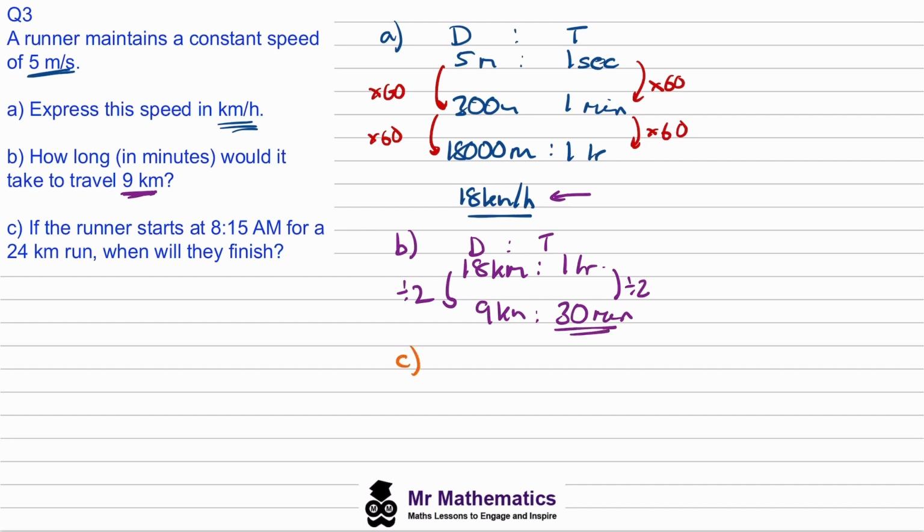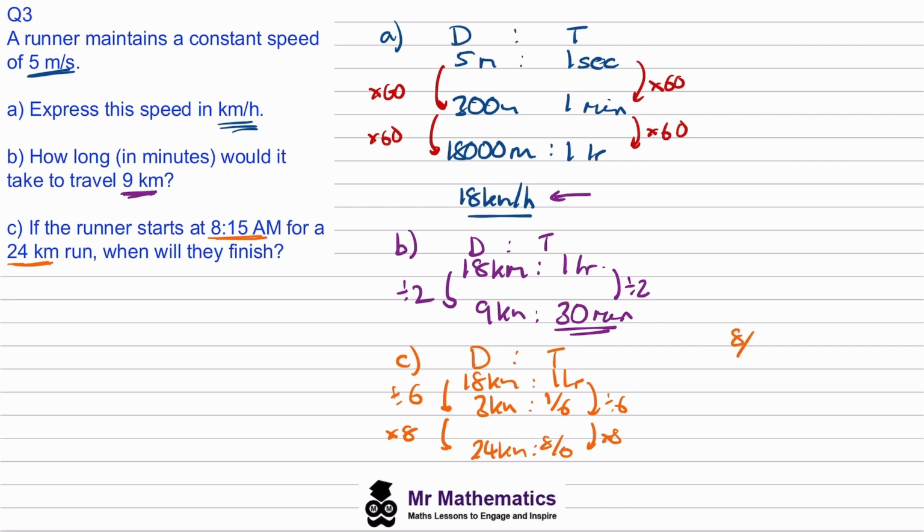And for part C, if a runner starts at 8:15 for a 24-kilometer run, when will they finish? So we'll use the ratio 18 kilometers per hour. And we need to work out the time for 24 kilometers. So we can work out 3 kilometers. We'll divide both sides by 6. And then we can multiply both sides by 8. So we'll get 3 kilometers in 1/6 of an hour. And then we get 24 kilometers in 8/6 of an hour.